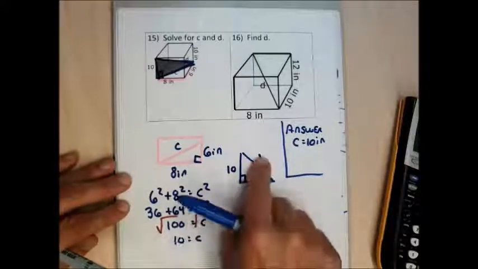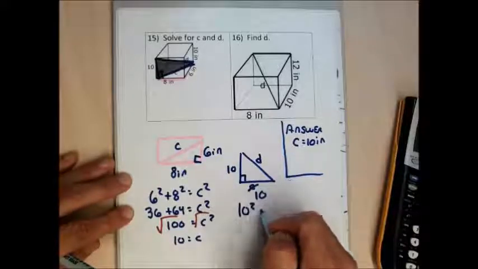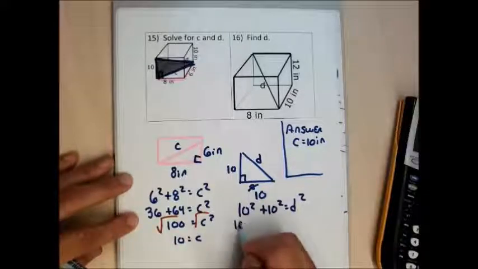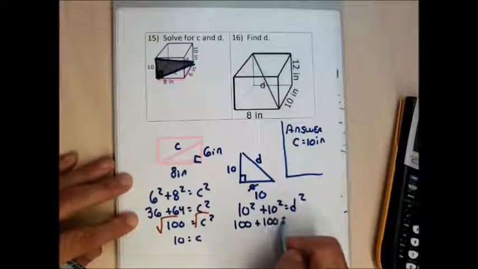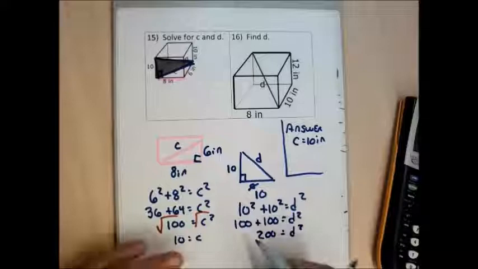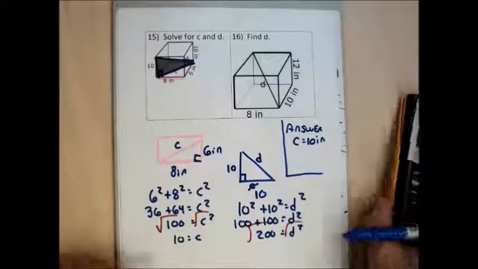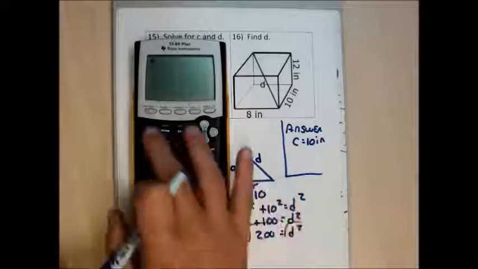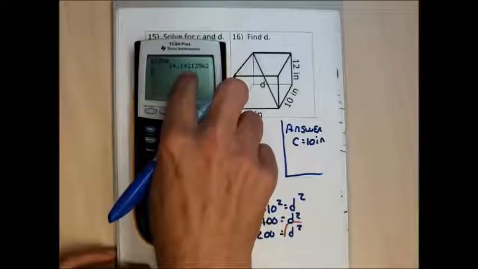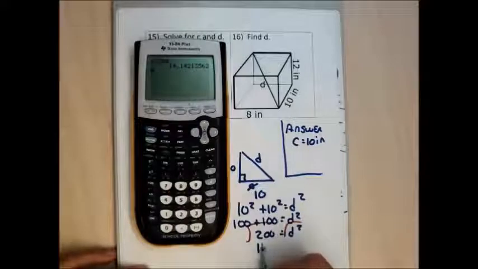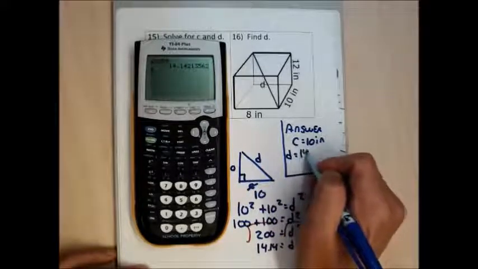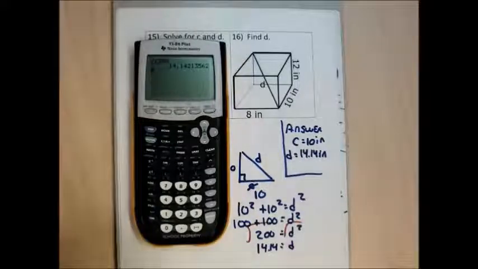I'm going to call that A, that B, and that C. I'm going to say 10 squared plus 10 squared equals D squared. That's going to give me 100 plus 100 equals D squared. That's going to be 200 equals D squared. And then I'm going to square root, and when I square root, I'm going to round to 2 decimals. So second square root of 200. And I see 14.142. I'm going to leave it at 14.14 because that 2 doesn't force me to round up. When I go to write my answer, I'm going to say D equals 14.14 inches.